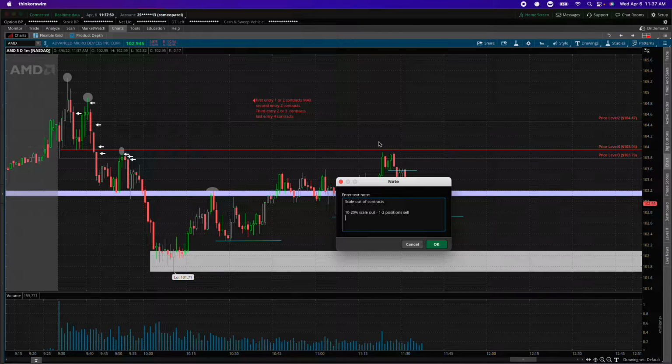Okay. Then what you do is that the other contracts, your 8 contracts, you have a stop loss at break even because you never ever want to let a trade go what? Red, right? Never let a trade go red.